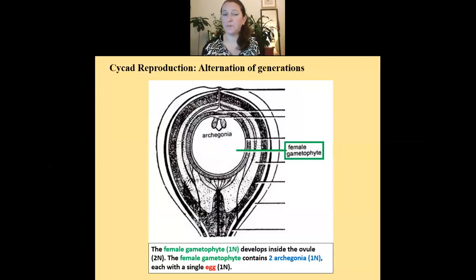Female gametophyte plant contains two archegonia, which are these little hangy things up there. The archegonia, because they're part of the female gametophyte plant, are also haploid, and each archegonium has an egg.